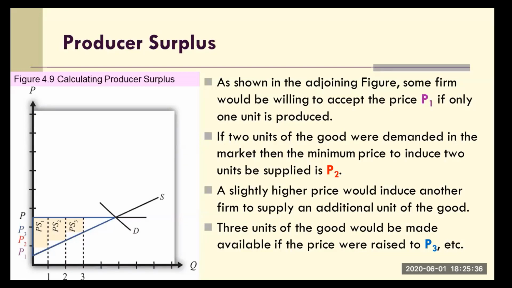Three units of goods will be made available when the price rises to P3, and so on. So we can see that this blue triangular shaded area is the producer surplus in a market.